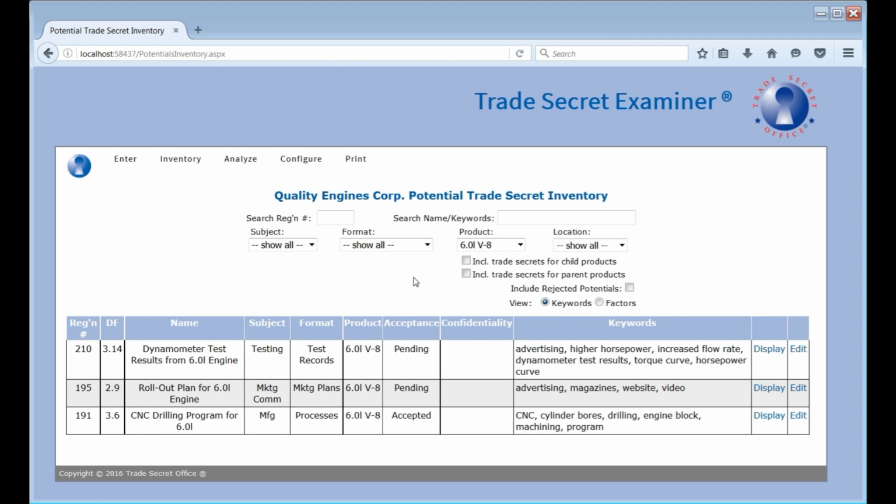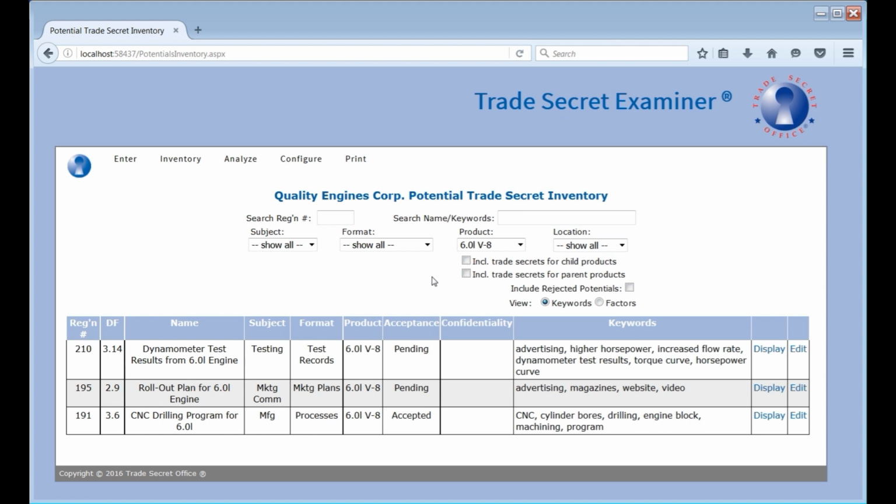But I know there's other trade secrets that apply also to the V8, all the V8s, the V8 product line, and to the V format engines, the V8s and the V6s, and even some that apply to all of our engines. And if I was going to sell the 6.0 liter V8 to another company and they were going to manufacture it, or if I was just going to have them manufacture it for me, I would have to give them all the trade secrets relating to that product so they could do it. Not just the ones that are specific to the product, but also the ones that apply to the product line.